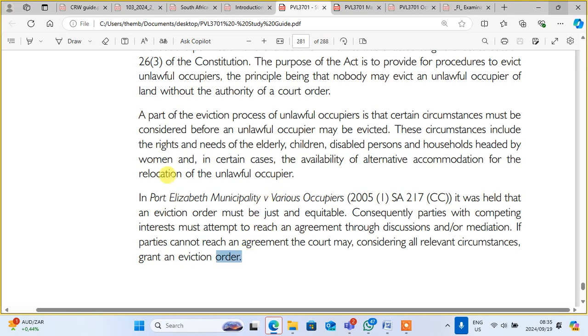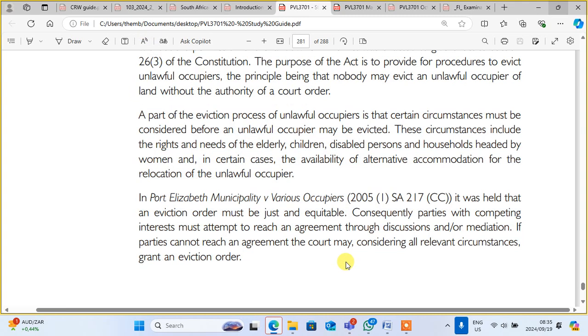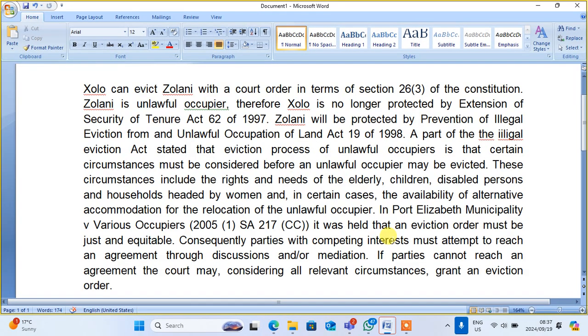Then this statement is very crucial. You will have to summarize this statement in order to get the full marks. Then you go and paste that one.